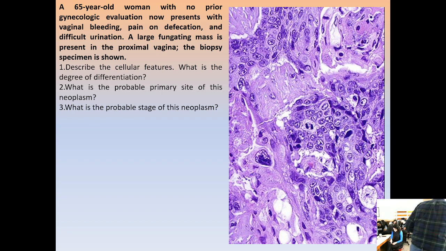Now, how do these cells look? Do they look benign or malignant? And why? What are the signs of malignancy you can identify in this cell population? Tell me, please, why do these cells look malignant? Sarah, can you tell me? Why do they look malignant?